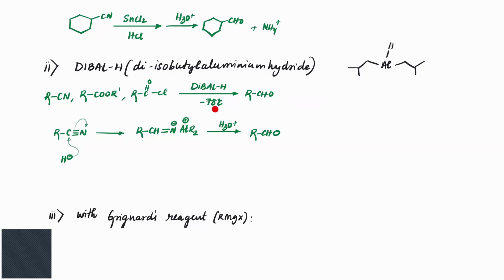Of course, if you go beyond minus 78 degrees, that means if you go at 0 degrees or 10 degrees or 25 degrees or slightly heated, then aldehydes will also convert into alcohols. But usually, if temperature is not mentioned, by default, it means that we are talking about aldehyde formation only. Okay, once again.